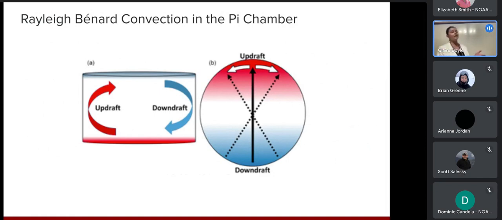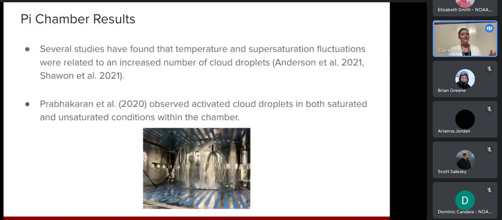Now, this large scale is great. This gives us a lot of interesting information. However, there are some smaller scale fluctuations within that large scale flow, and that's really what we're interested in. So this takes us back to our point that, okay, we're only getting those fluctuations from a couple of places. Despite this though, we can still get some good results from the pi chamber.